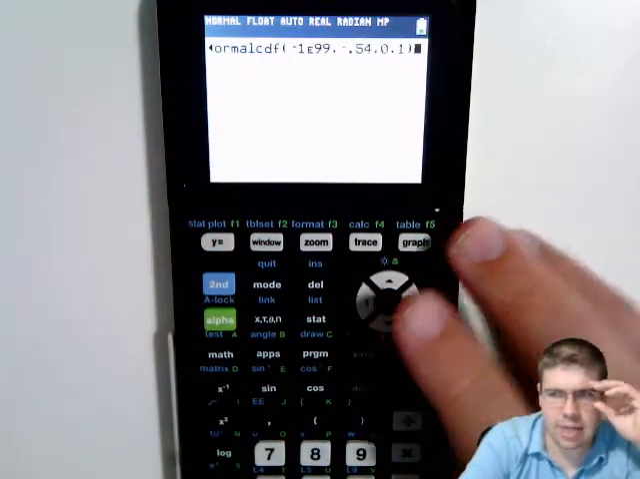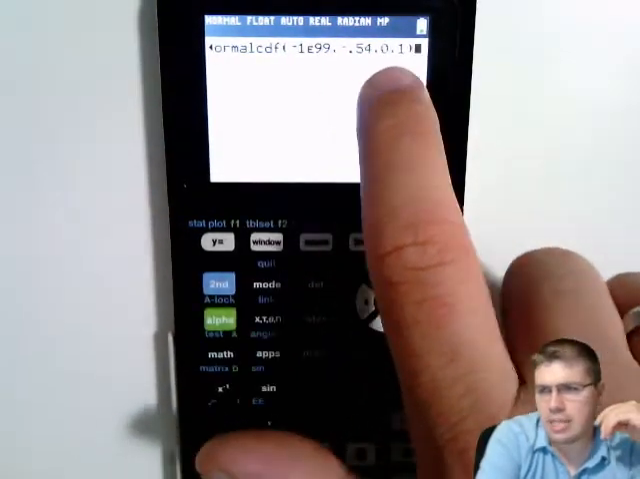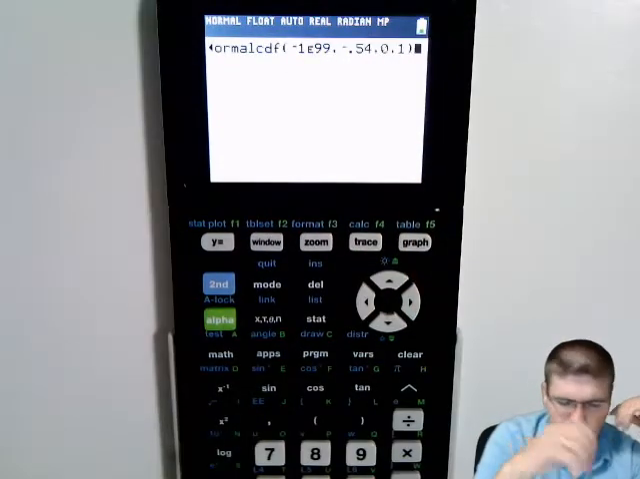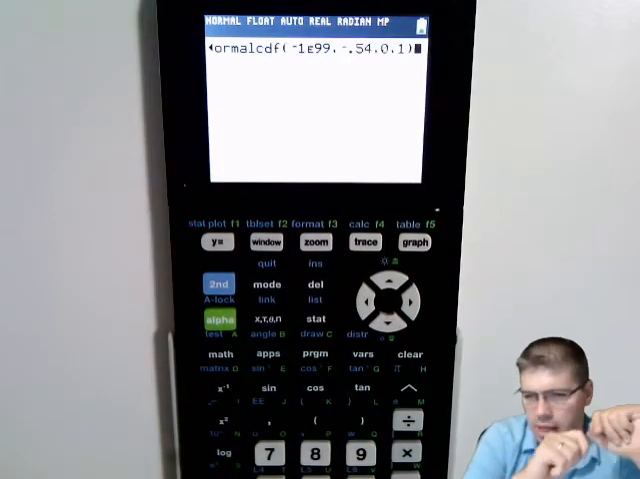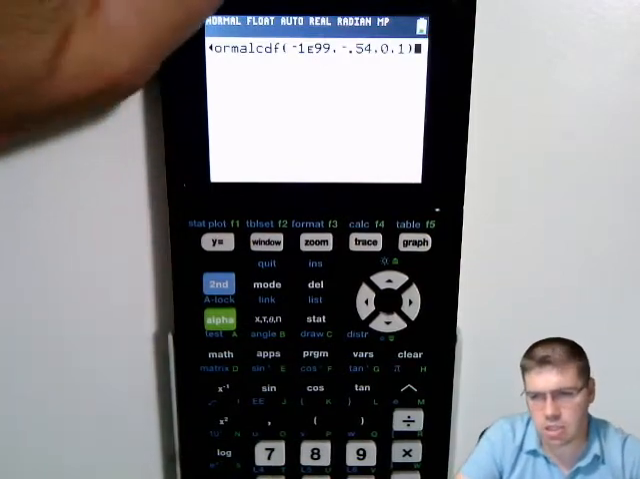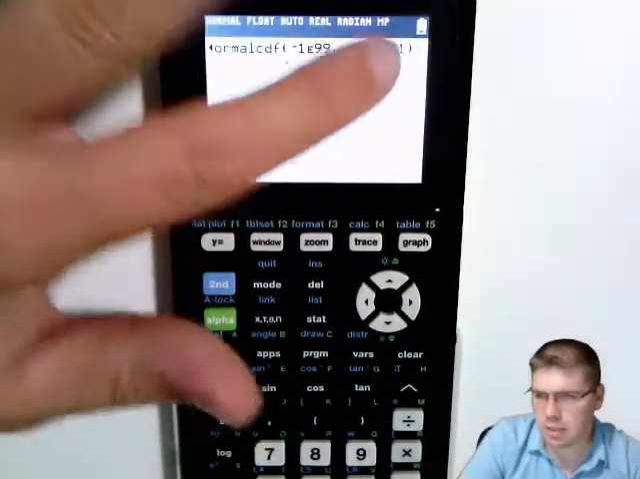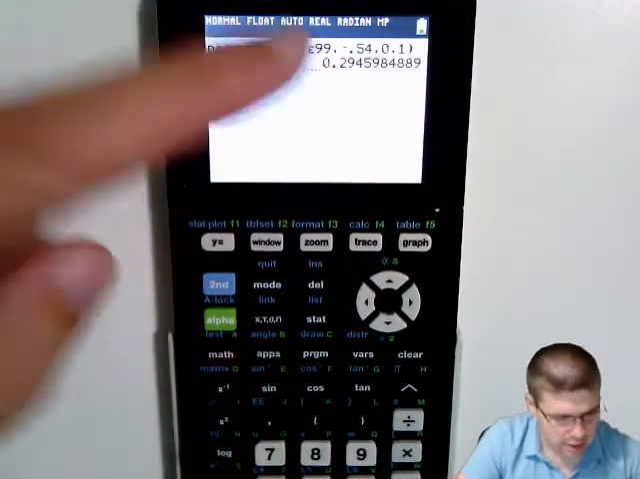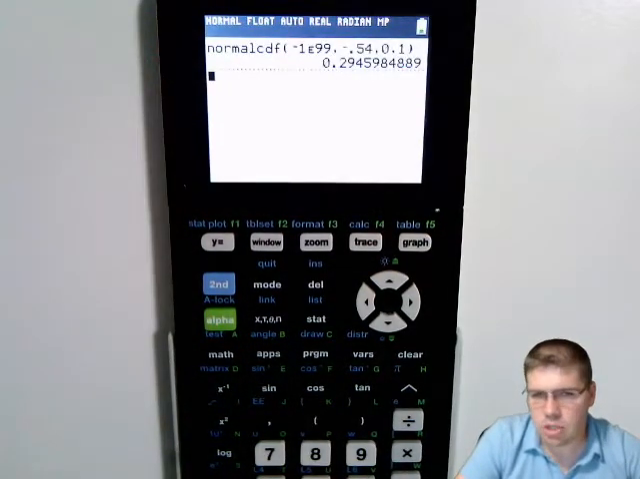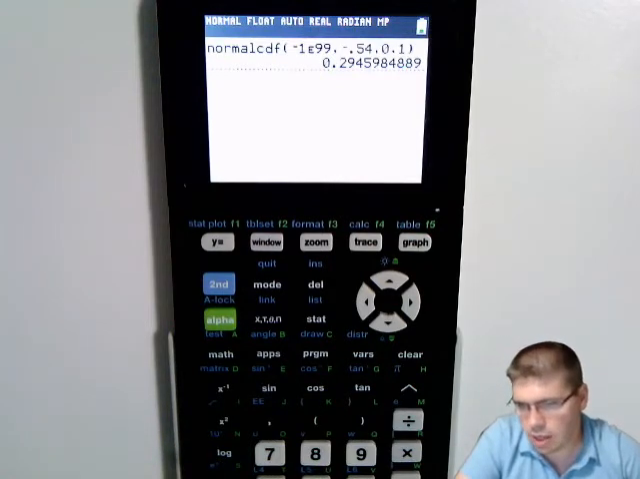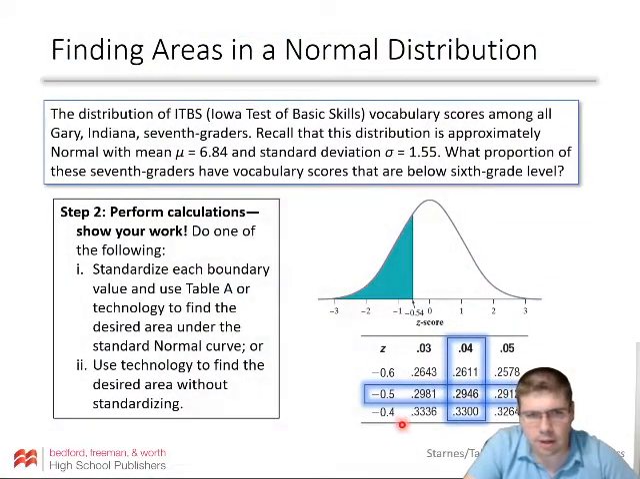If you don't have the TI-84, you just have to memorize this process of which one goes first: lower bound, upper bound, mean, standard deviation. It's kind of annoying. I do have an app that can help you with that, so let me know if you're in that situation. I can help you out. But most of you, I think, have 84s, and it'll help you through this. And so if we hit enter, it's going to give us that number that we just calculated, the 0.2945. It actually gives us out to 10 decimal places, but 2946 is what we had over here.